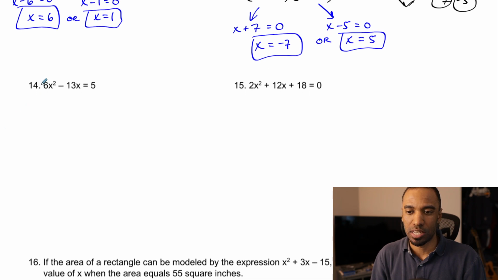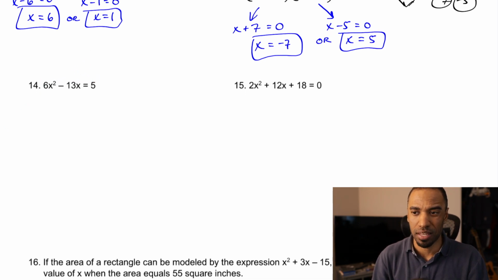All right, number 14, 6x squared minus 13x equals 5. Same thing. Let's set this puppy equal to 0 first. Subtract 5 over, and then play the factoring game.